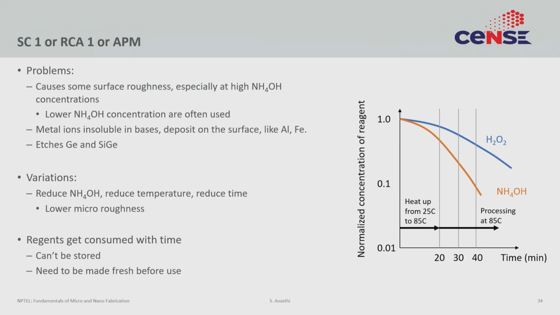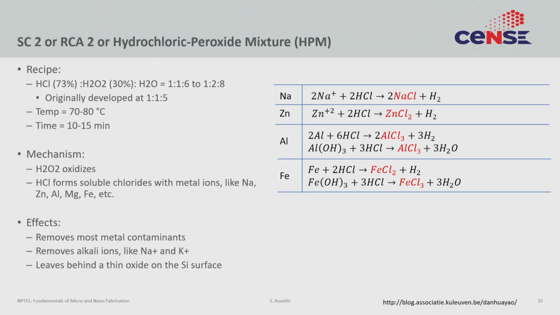Just like Piranha, APM solutions also degrade with time. If you look at your normalized concentration, within 40 minutes or so, only 10% of the solution is left. So the only way to do this is to make a fresh batch every single time. It takes a certain amount of time to heat up the solution to around 80 degrees C, say 10 to 20 minutes, and then you have a window of 10 to 20 minutes in which you can use the solution, after which it is spent. So you can't make it or store it in advance.